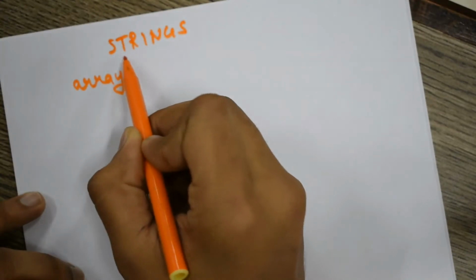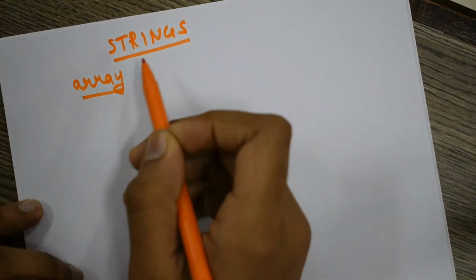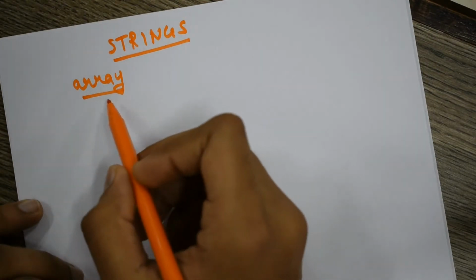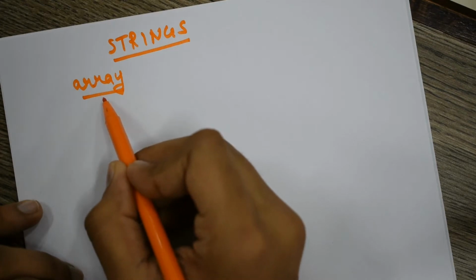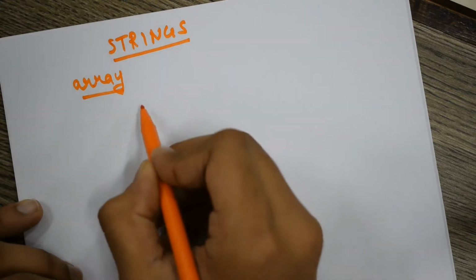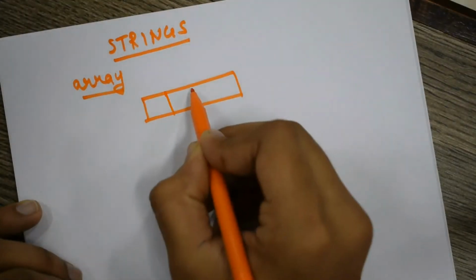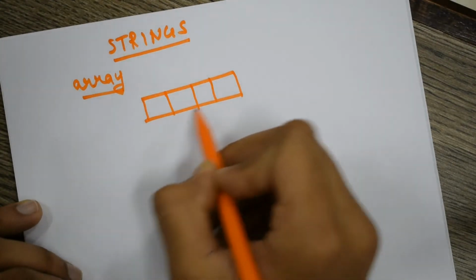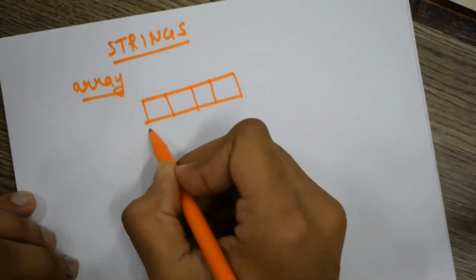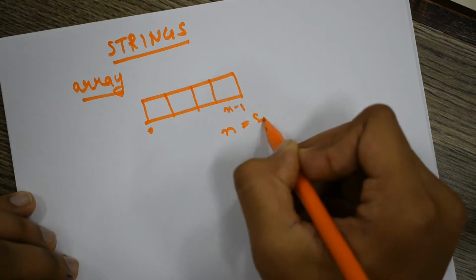Before discussing the concept of strings, I would like to discuss the concept of arrays, because strings are implemented through arrays. Now, what are arrays? Arrays are a collection of similar data type grouped in a sequential memory block. The memory blocks are in sequential order, and their referencing starts from 0 till n minus 1, where n is the size of the array.